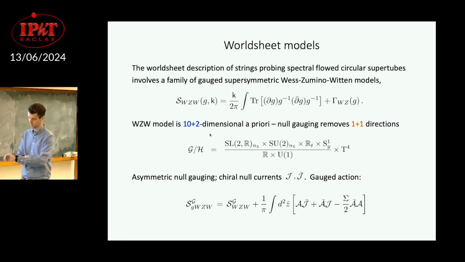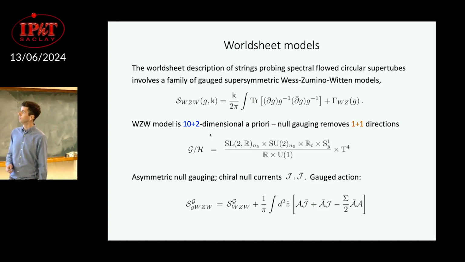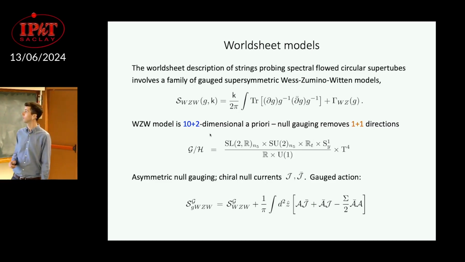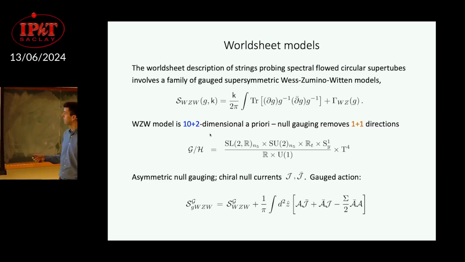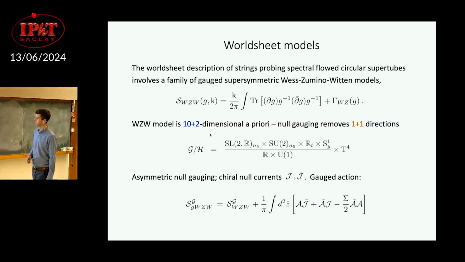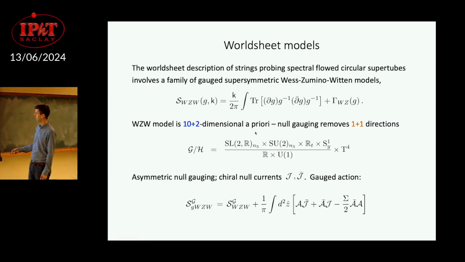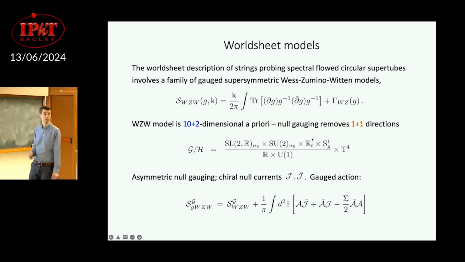I will go a little bit quickly on the introduction of these models, since it was mentioned in the previous talk. These are gauged supersymmetric Wess-Zumino-Witten models, where we start with a 10+2 dimensional target space, and the null gauging removes 1+1 directions. This is an asymmetric chiral null gauging with null currents J and J bar. When we gauge the model and integrate out the gauge fields, we get exactly the sigma model on the background of interest in the NS5 decoupling limit.